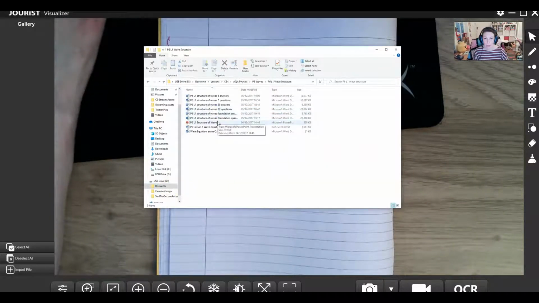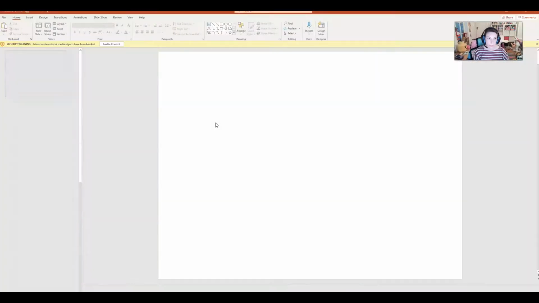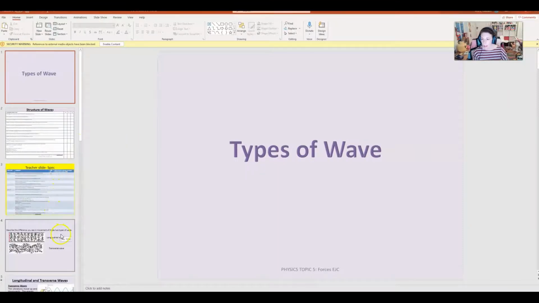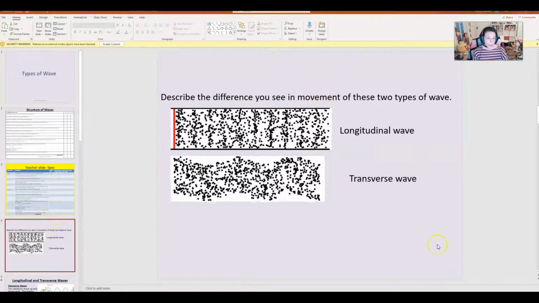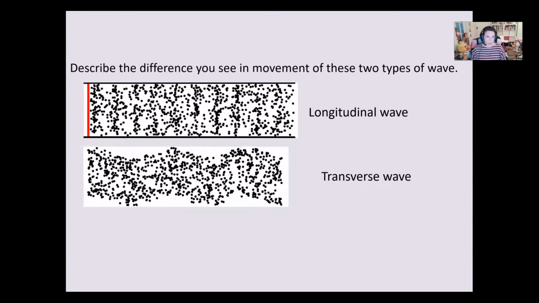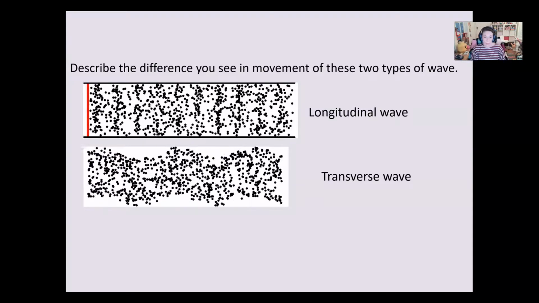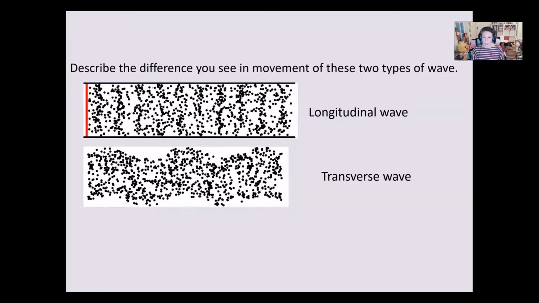So the first part of waves is to do with wave structure. Let's have a look at this. The two types of wave that you need to be aware of, the overarching forms of waves, are longitudinal waves and transverse waves.